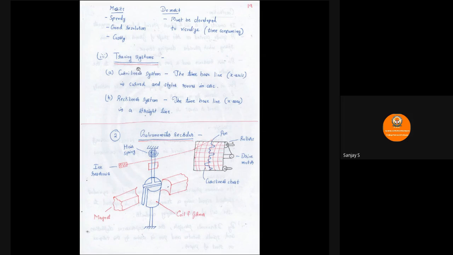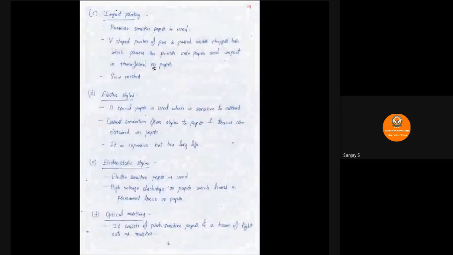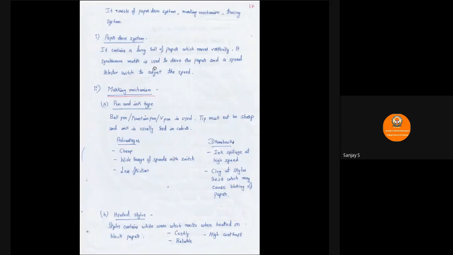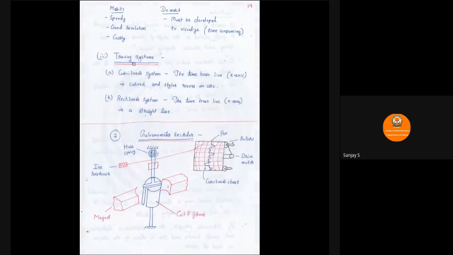Then comes the tracing system. So first we have seen the paper drive system, then we have seen the marking mechanism, now we see the tracing system: curvilinear chart and rectilinear chart. In the curvilinear system, the x-axis line is curved in shape, and the stylus moves in an arc. In the rectilinear system, the x-axis is a straight line similar to any other graph.